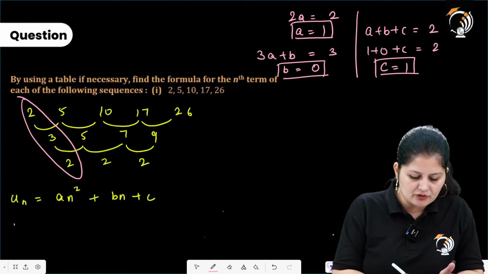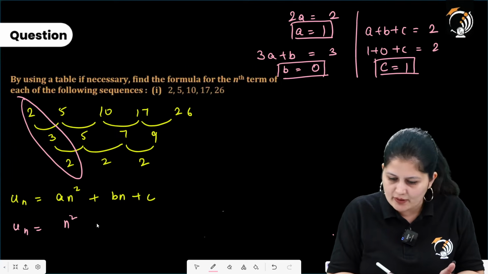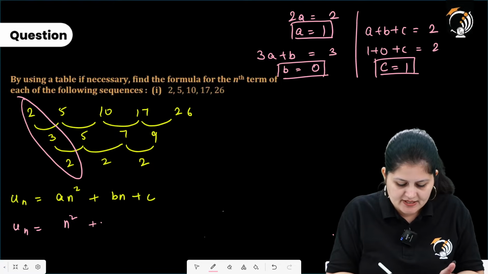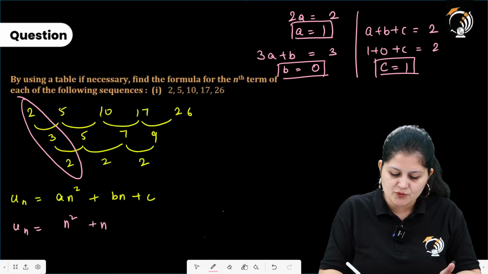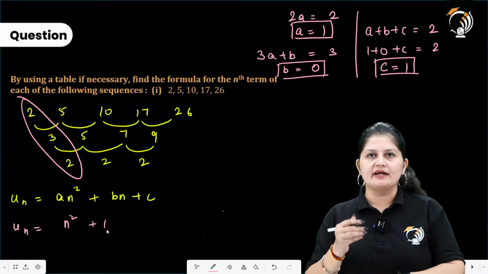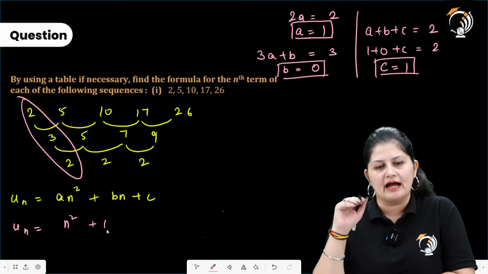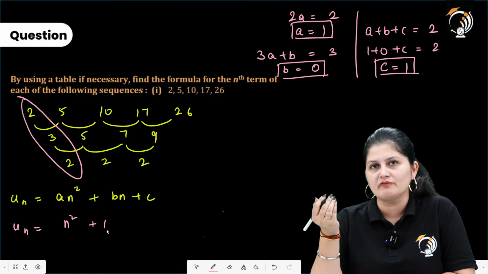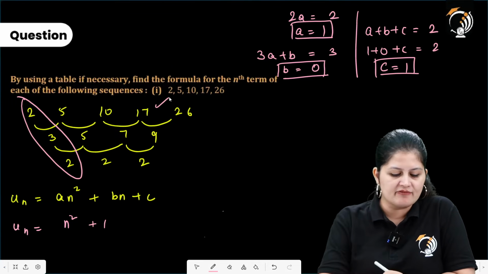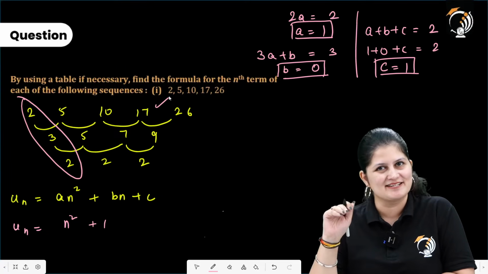So talking about the general formula here, that is going to be un is equal to n square plus 1. So let's just try it with some of the terms. If I put n is equal to 4 here, in that case it is going to be 4 square plus 1, which is 16 plus 1, that is 17. So clearly the formula that we have got is absolutely right here.